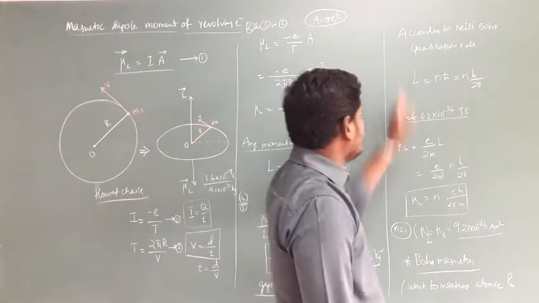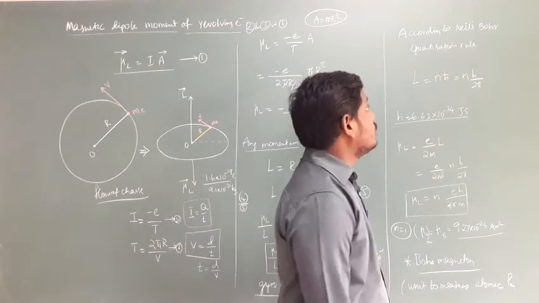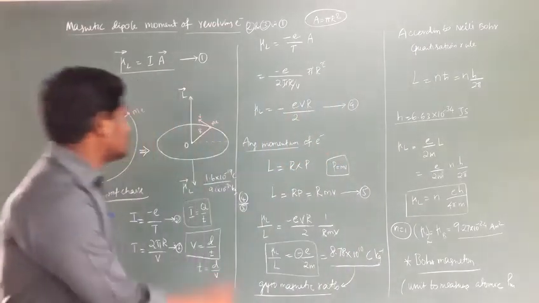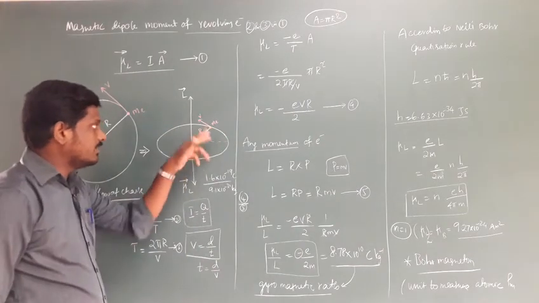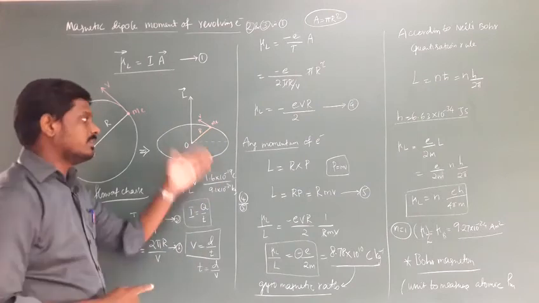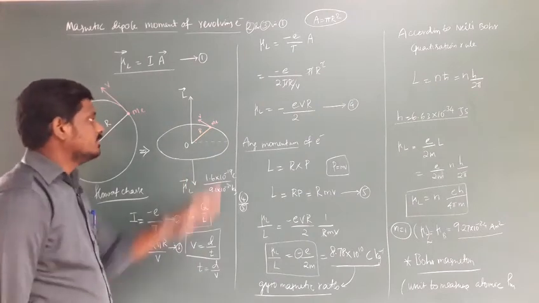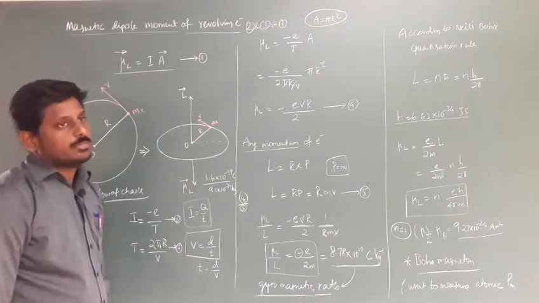Then, according to Niels Bohr's quantization rule, what is the rule? It concerns the angular momentum of the electron. The electron is moving in a circular orbit, the angular momentum of the electron in a stationary orbit, a fixed orbit. You will study this in Volume 2, Lesson 8. The electron moving in a circular orbit, that orbit is a stationary orbit, and the angular momentum is quantized.